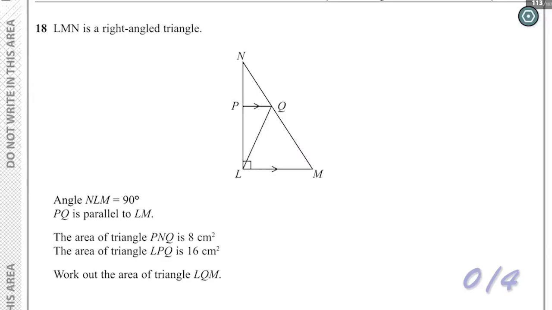Okay, question 18. Got a lot going on in this question. We have a right-angled triangle split up into 3 triangles. We've got some parallel lines in the center, and we can see that 2 of those lines are parallel. It tells us the area of triangle PNQ is 8 centimeters squared, and the area of triangle LPQ is 16. We need to try and find out the area of LMQ, that one there. So let's go have a look.